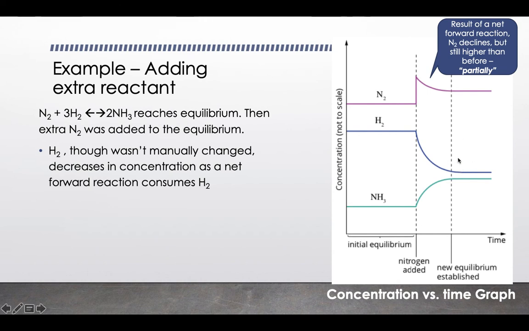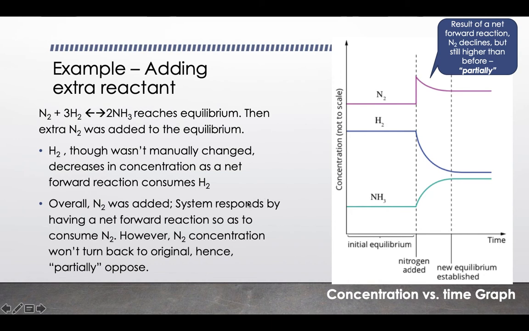Okay? So overall, if we look at it macroscopically, when nitrogen was added, the system responds by having a net forward reaction so as to consume more nitrogen. However, the nitrogen concentration does not go back to the original one. It will go back a little bit but stays higher. And this is what we mean by the system partially opposing the effect of the change.